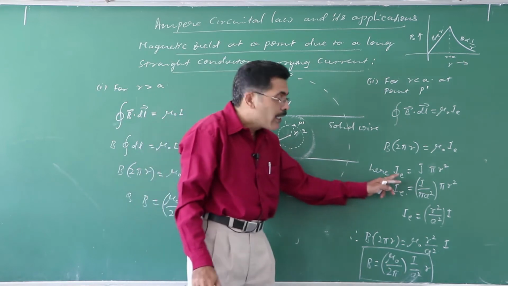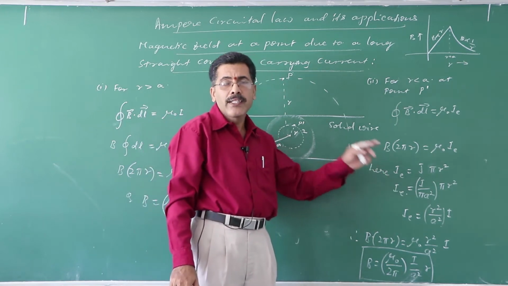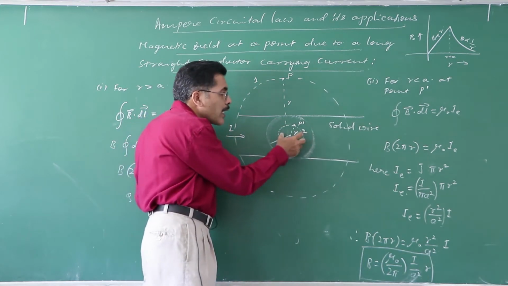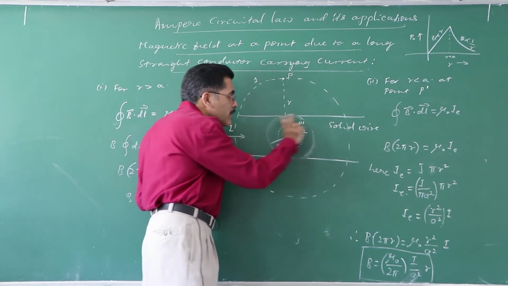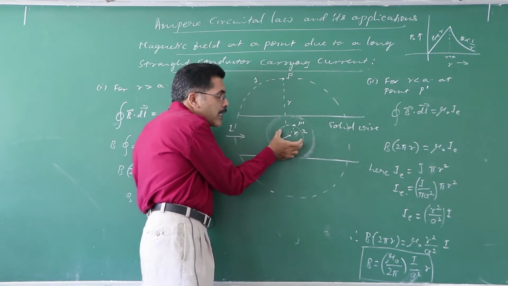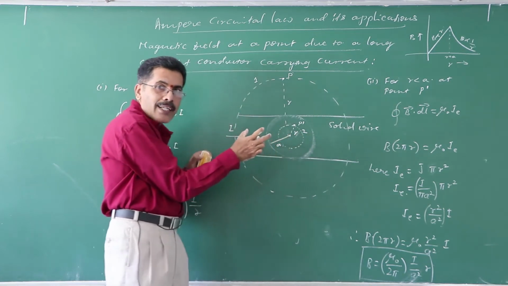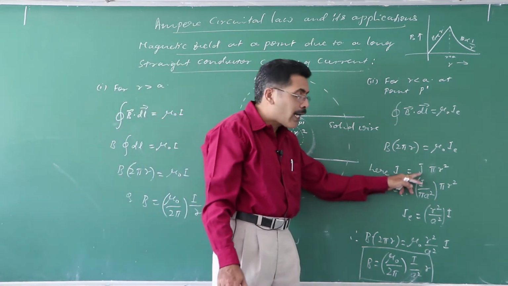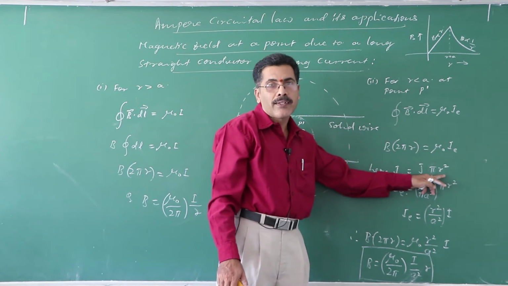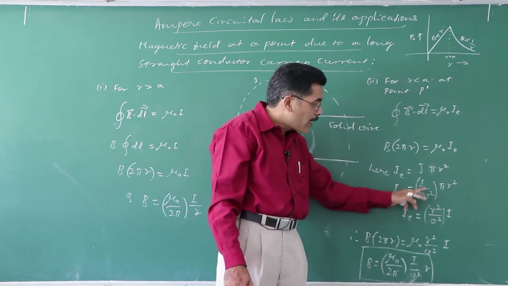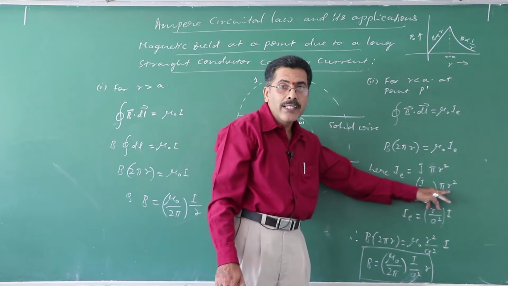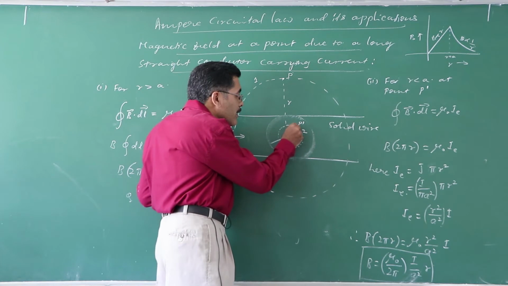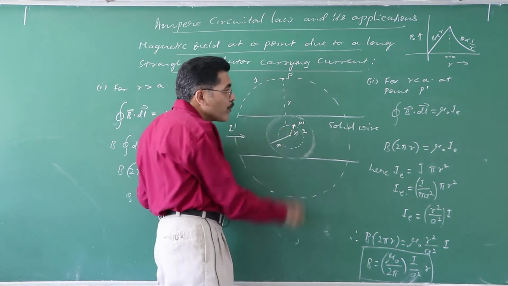Here I have taken the current enclosed. I enclosed stands for the current enclosed by the loop. This loop encloses only part of the current, not the total current. The total current is this much, while this area encloses a smaller current. Therefore I calculated that current by considering current density in a given area. Current density is I by pi a square, and the given area is pi r square, where r is the radius of the Amperian loop 2.